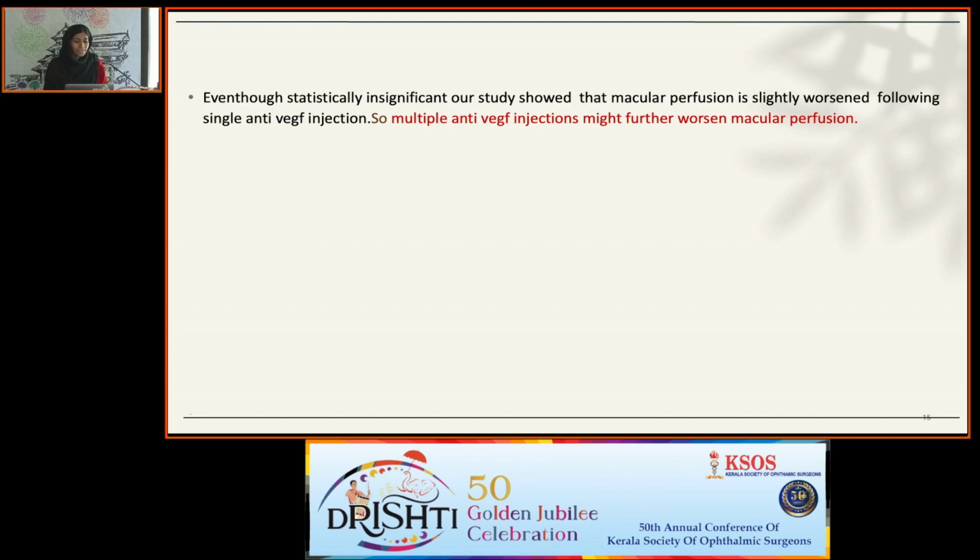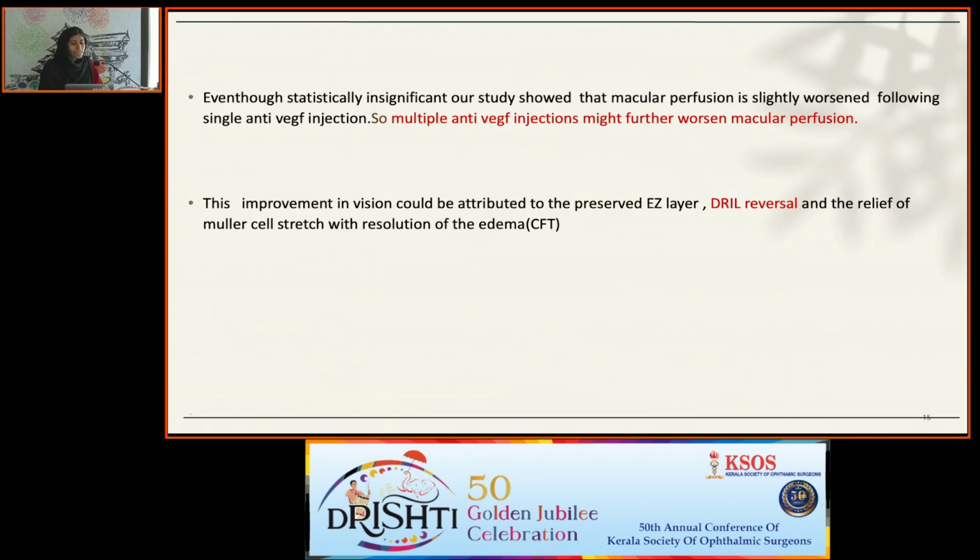Thus, even though statistically insignificant, our study showed that macular perfusion is slightly worsened following a single anti-VEGF injection. So, multiple anti-VEGF injections might further worsen macular perfusion, and this improvement in vision could be attributed to the preserved ellipsoid layer and better regaining of inner retinal anatomy due to reversal of disorganization of retinal inner layers and the relief of Muller cell stretch with resolution of the edema.